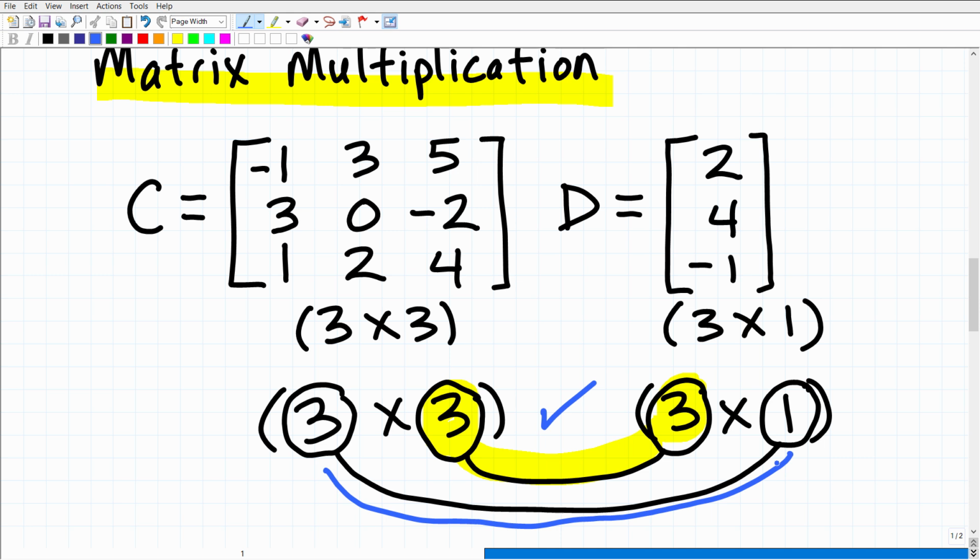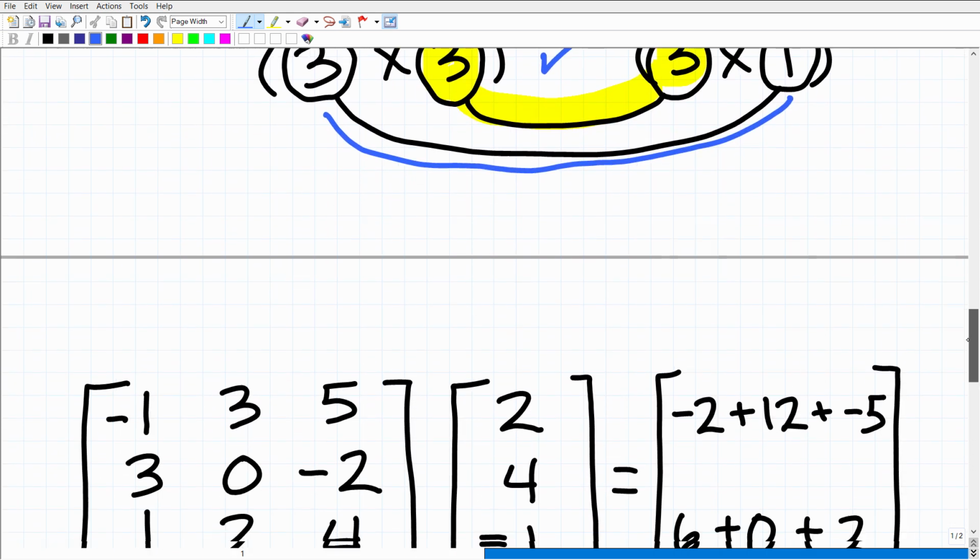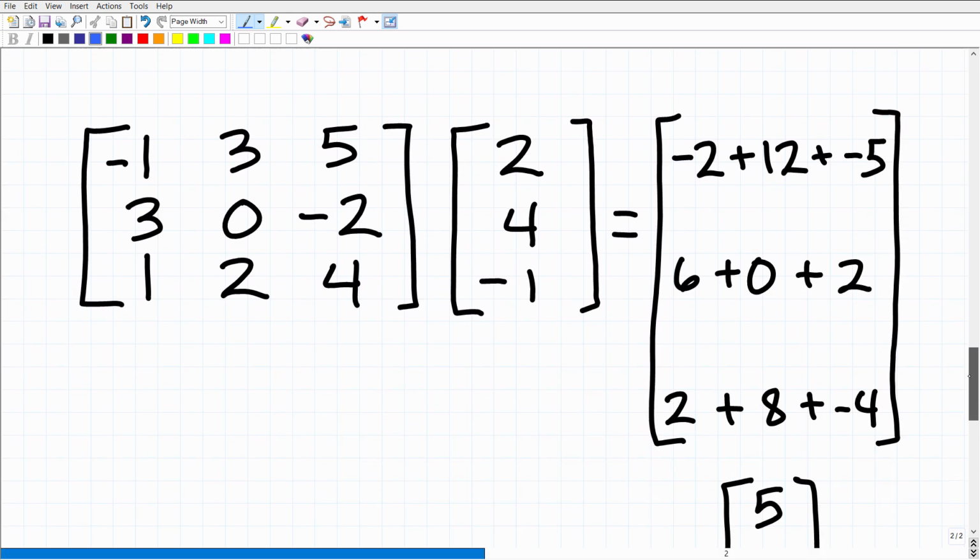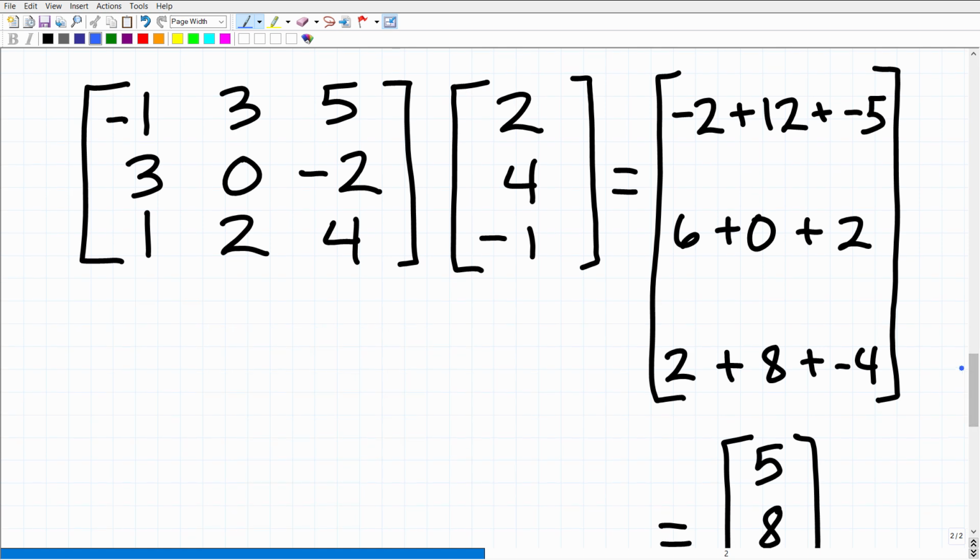So the first thing you need to do is check to see if you can, in fact, multiply the two matrices, and then have an idea that you're looking for 3 by 1 as your answer. All right, so let's get into the actual mechanics of matrix multiplication. Here we have our first matrix, and here we have our second matrix. So a couple of things here.